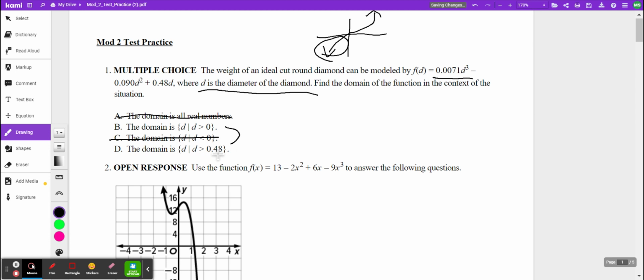Now, the diameter could be 0.48, but if I look at this right here, I'm going to notice, hey, wait a second. If I input 0, so if I have f of 0, I'm going to get 0. Now, technically, I can't have 0, so it's going to be bigger than 0. But it's going to get really close. You can have a really, really small diamond.